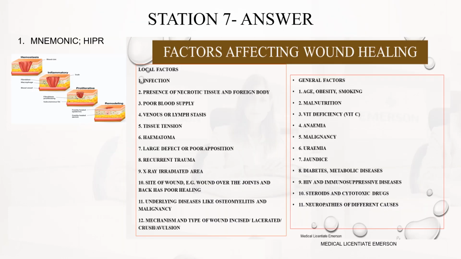Okay. So in terms of the phases of wound healing, we have the mnemonic HIPR. These are the phases of wound healing. H stands for hemostasis, I for inflammatory process, then P for proliferative, then R for remodeling. So these are the phases of wound healing: hemostasis, inflammation, proliferation, remodeling. Remodeling is also known as maturation.